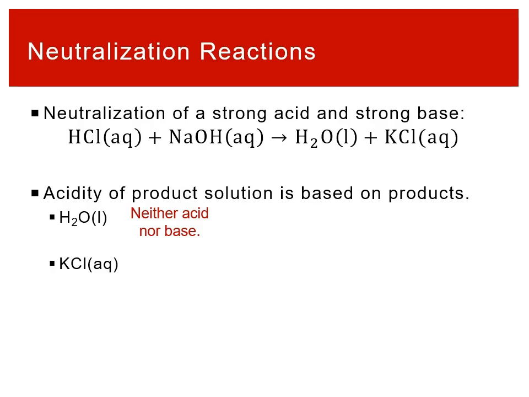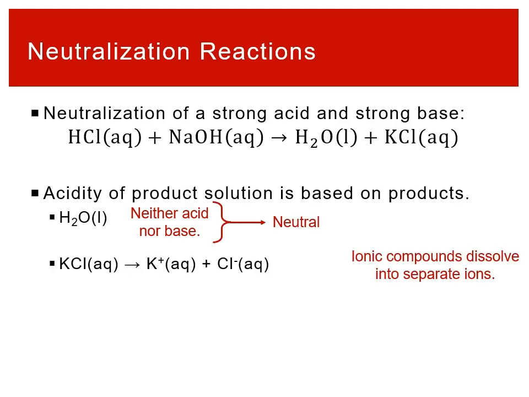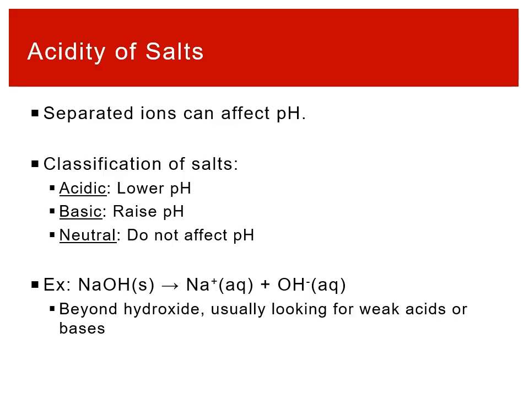For NaCl, we know that this is an ionic compound, and ionic compounds dissolve into separate ions. So if we want to parse out what the acidity of a salt is, I need to know what is the acidity of each ion in my solution. Each ion can affect the pH of a solution, right? The cation can affect the pH and the anion can affect the pH. So collectively, both of them may or may not have an effect on the pH, and you can classify any salt as acidic, basic, or neutral.